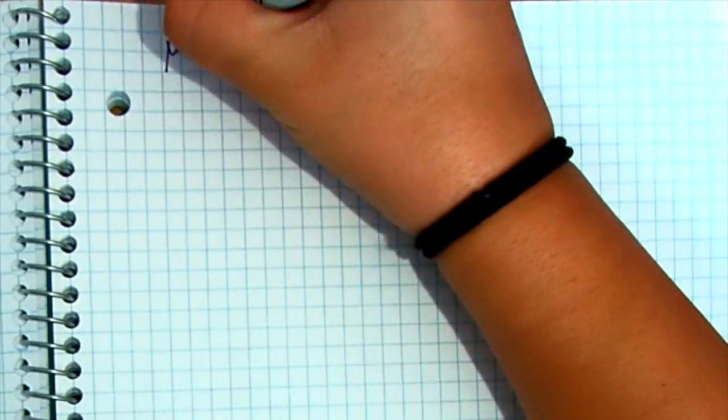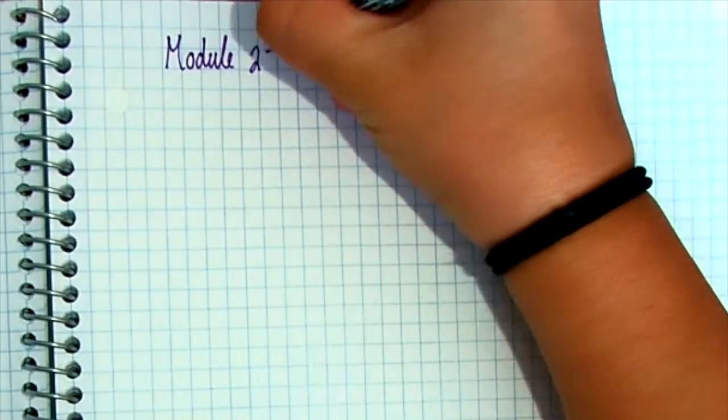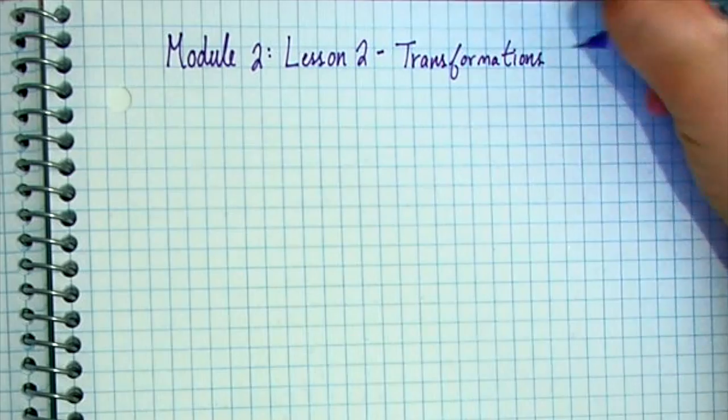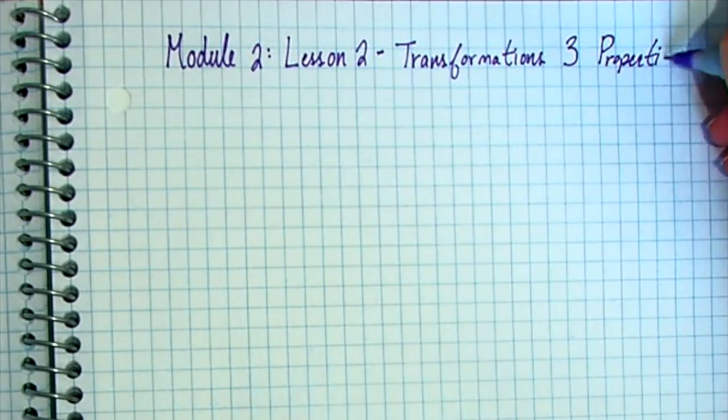Today's lesson, we're talking about Module 2, Lesson 2. And the title is Transformations. There are 3 properties.